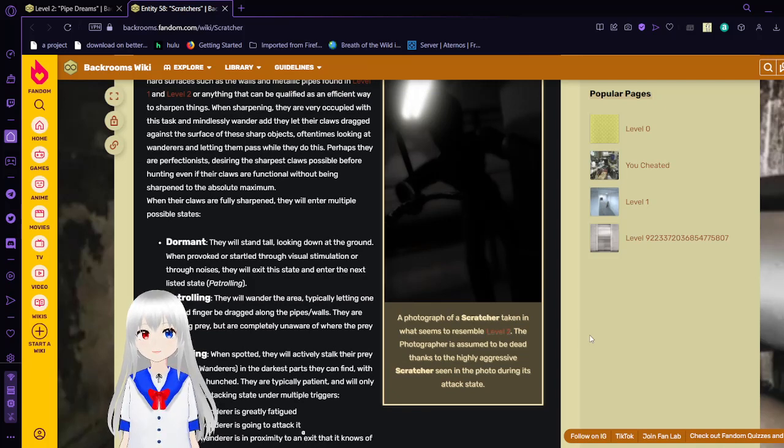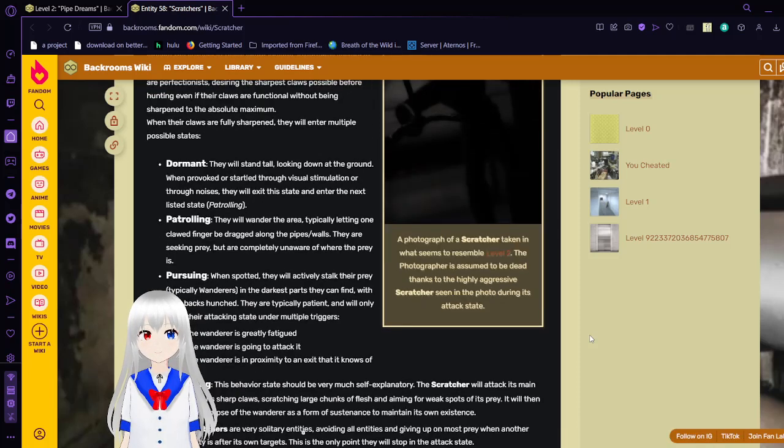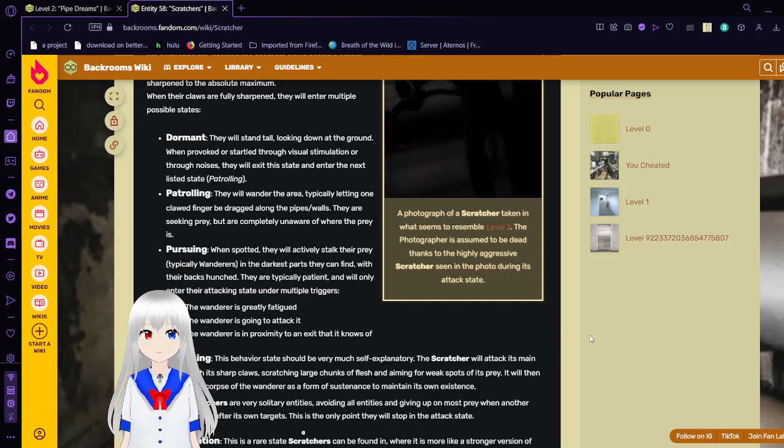When their claws are fully sharpened, they will enter multiple possible states. Dormant. They will stand tall, looking down at the ground. When provoked or startled through visual stimulation or through noises, they will exit this state and enter the next listed state, patrolling. Patrolling. They will wander the area, typically letting one clawed finger be dragged along the pipes or walls.